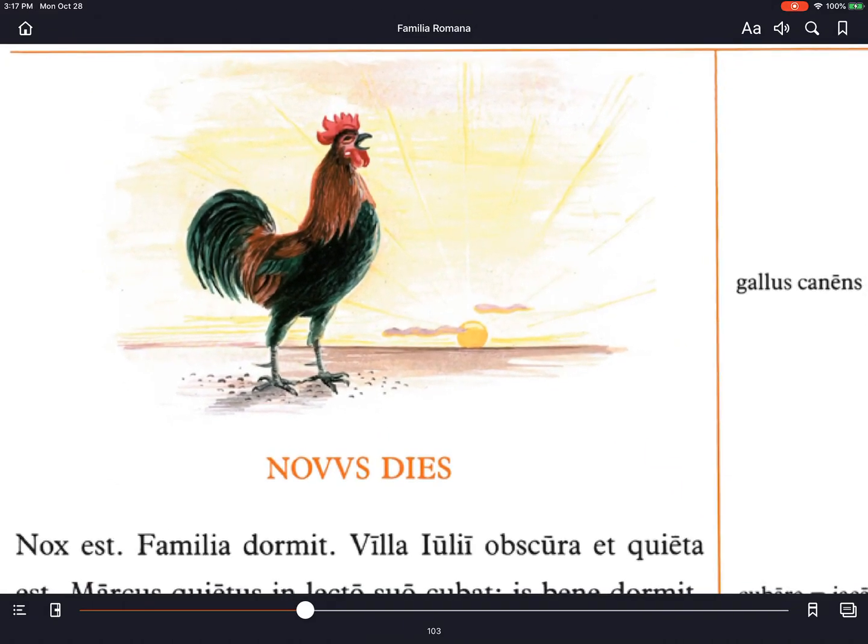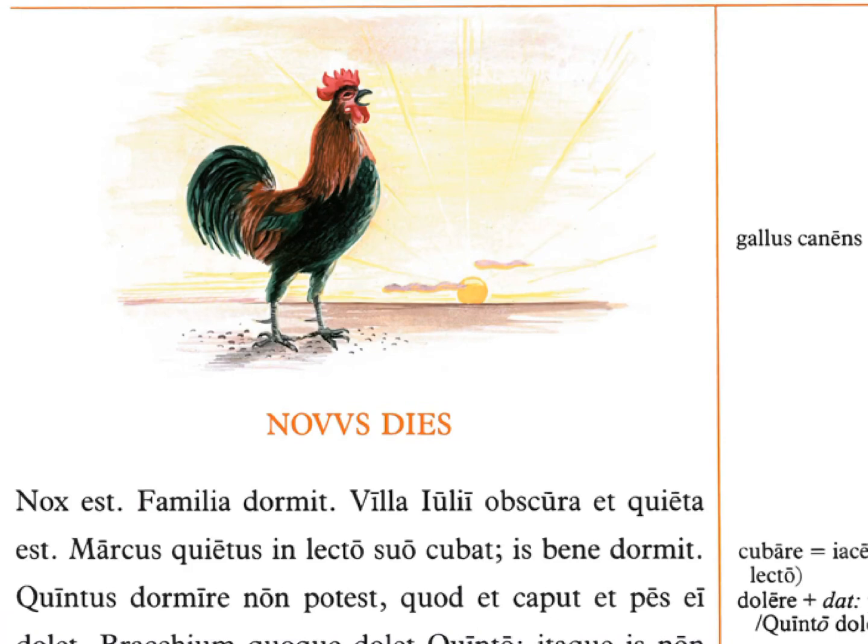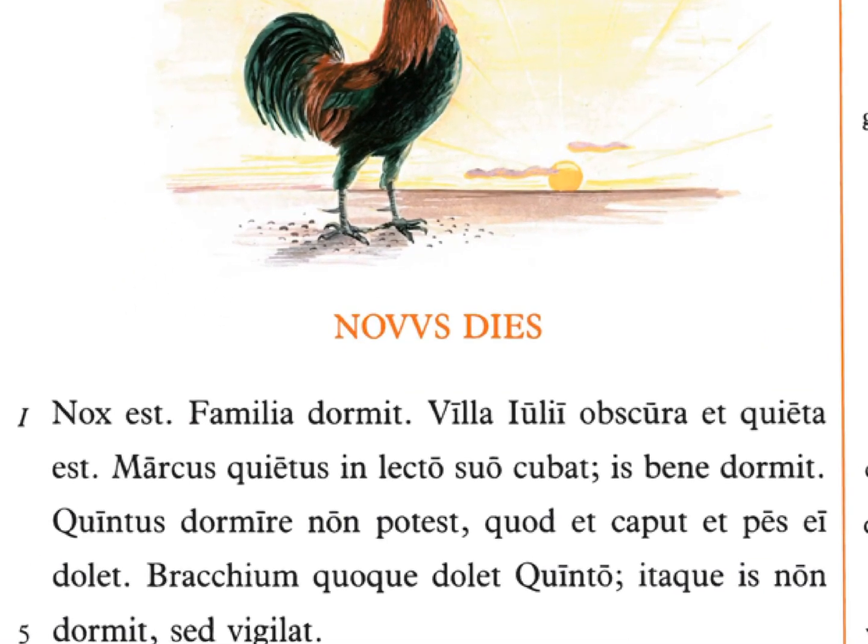Hic in pictura est Gallus canens. Here in the picture is a crowing rooster. Gallus is a male chicken, in other words, a rooster or cock, and hic est Novus Dies. Here's the new day. Nox est, it is night. Familia dormit, the family, the household is sleeping.